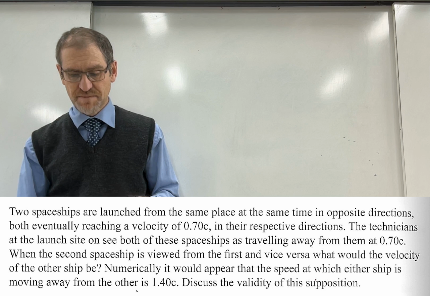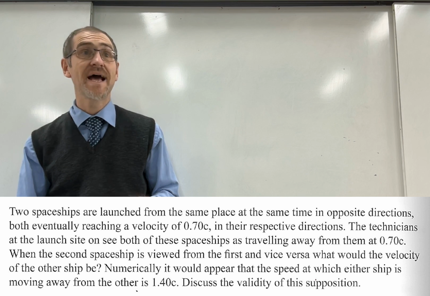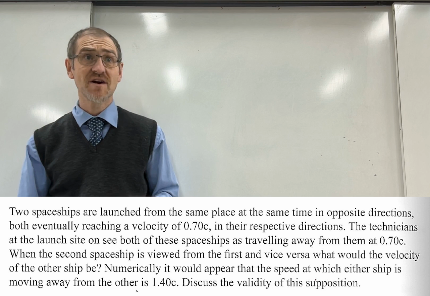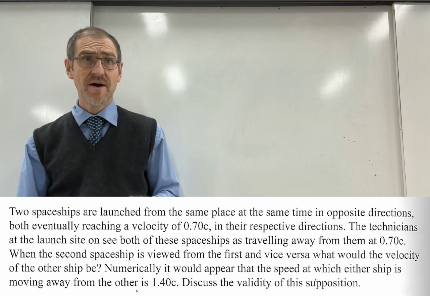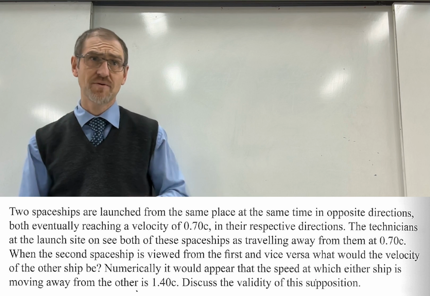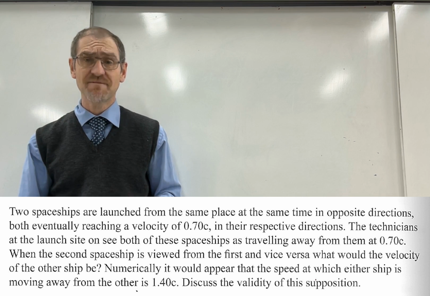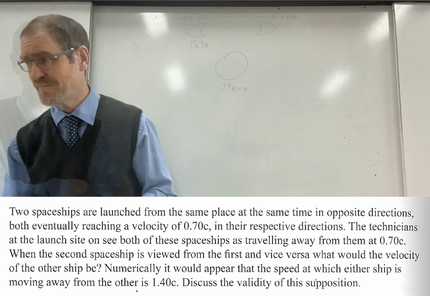Numerically, it would appear that the speed at which either ship is moving away would be 1.4 c from the other. Discuss the validity of this supposition. Okay, so we know they can't be moving away from each other at 1.4 c because that would be putting them at faster than the speed of light. So let's draw a diagram and figure out what's going on.